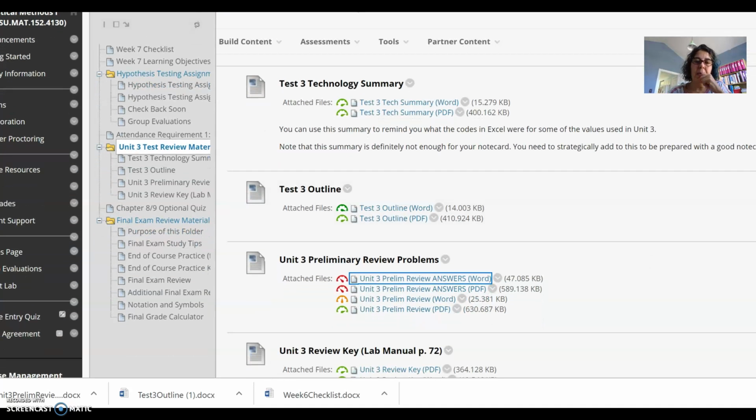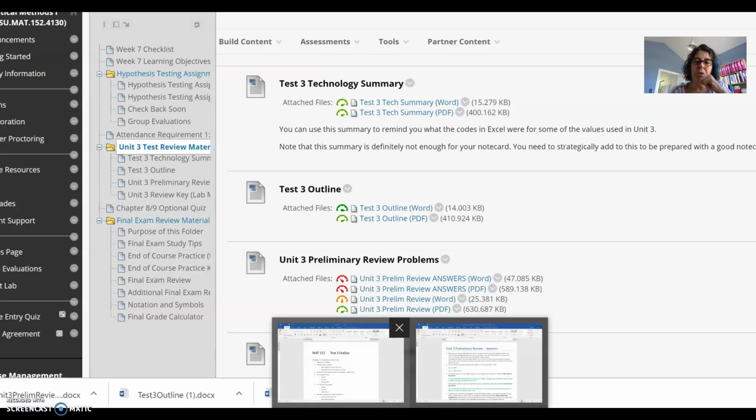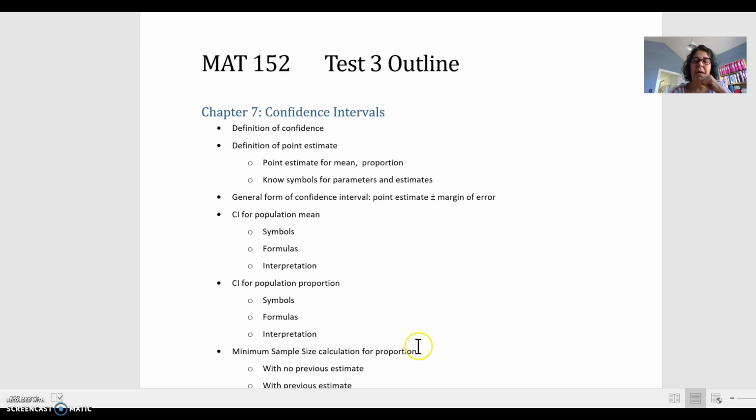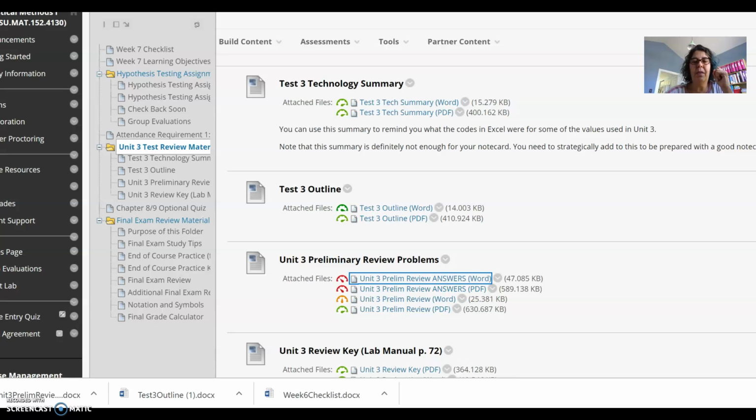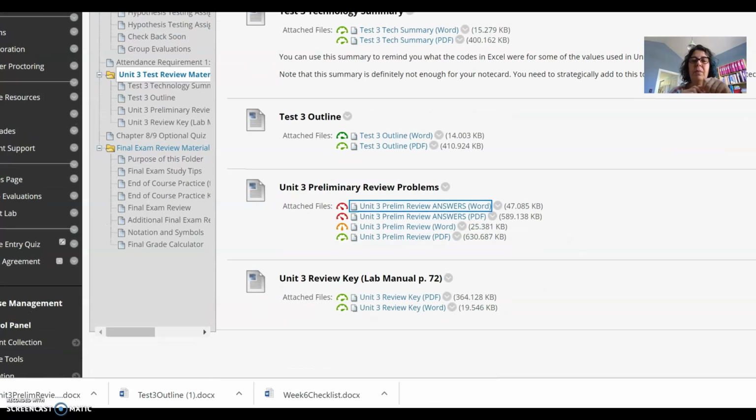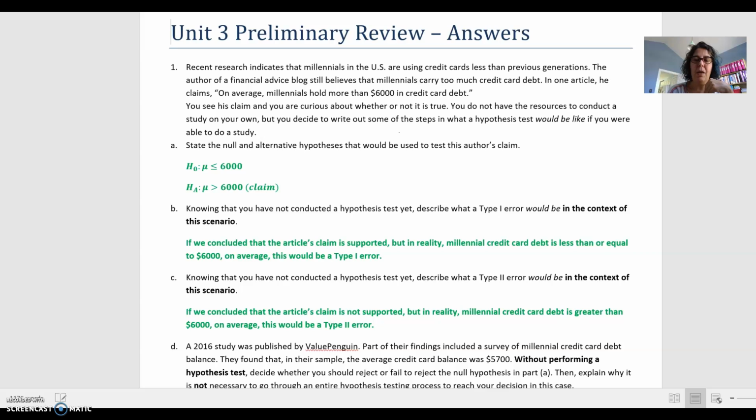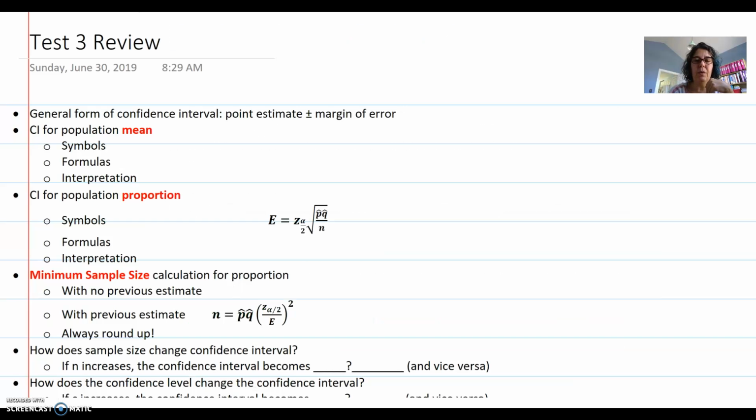There's a test 3 outline document which I have opened up here. I'm going to go over it very shortly. And also there are Unit 3 preliminary review problems there. There are 7 problems there, either in Word or PDF document, and the answers to all of those 7 problems are there. So we're going to talk about those 7 problems very shortly also.